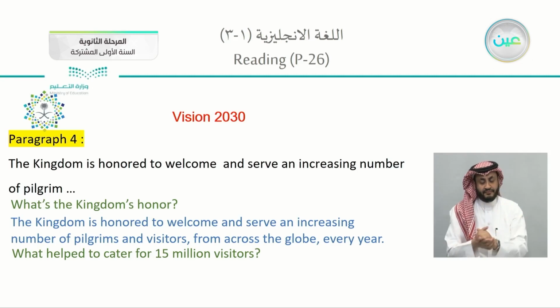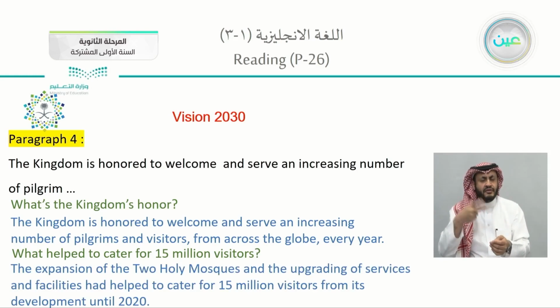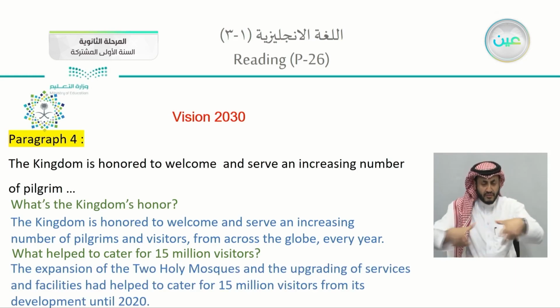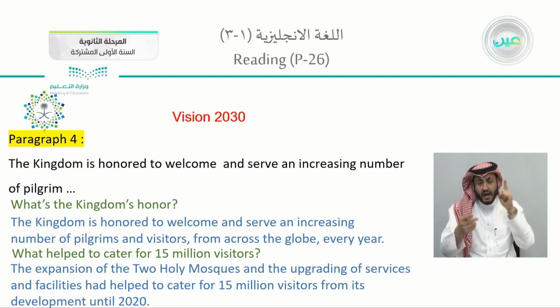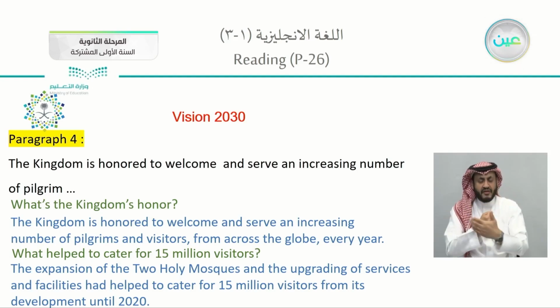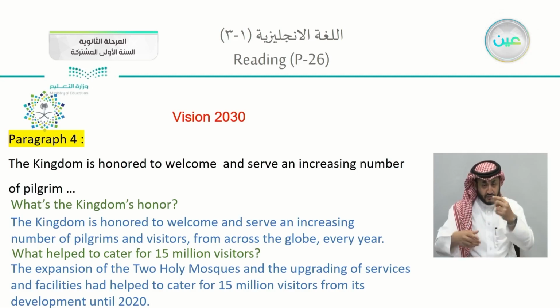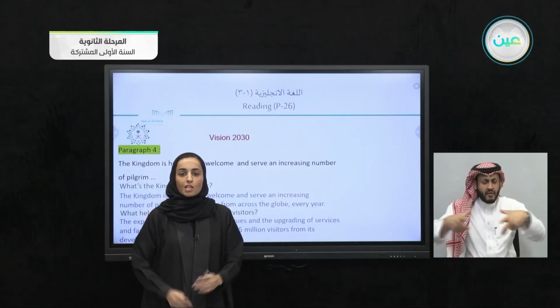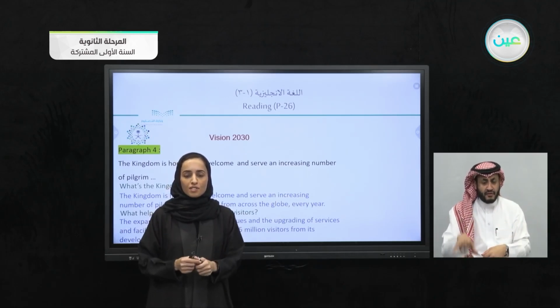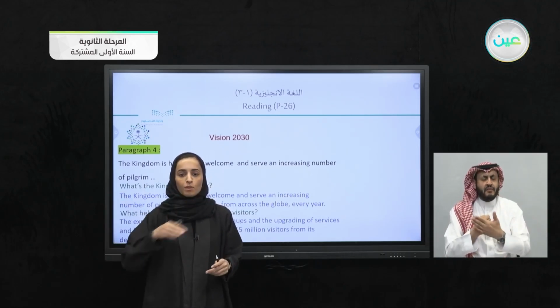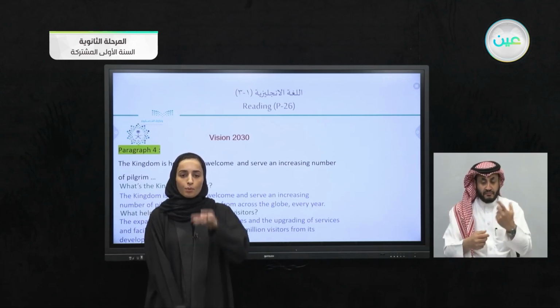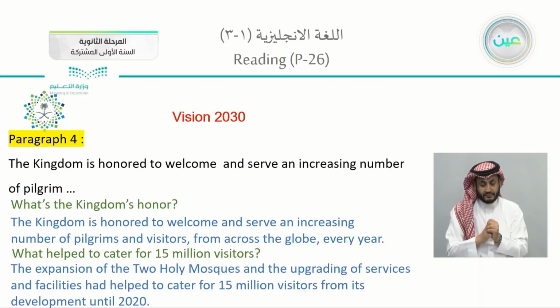Number 2, what helped to cater 15 million visitors in 2020? What helped us? The expansion of the 2 holy mosques, we have enlarged them. The upgrading of services and facilities had helped to cater 15 million visitors from its development until 2020. So because we have expanded the 2 holy mosques, we have enlarged them, as well as the high quality services and facilities. Everything around them is in high quality, they are upgraded. Okay.